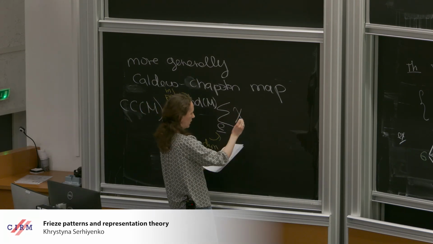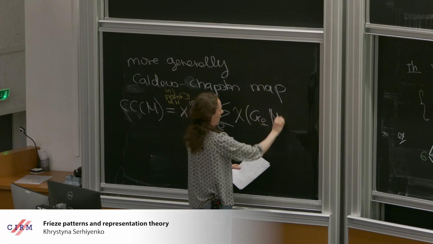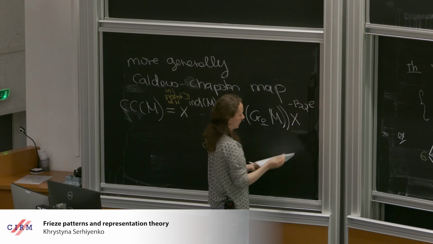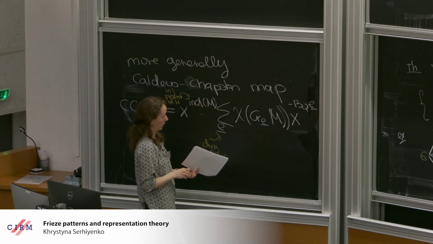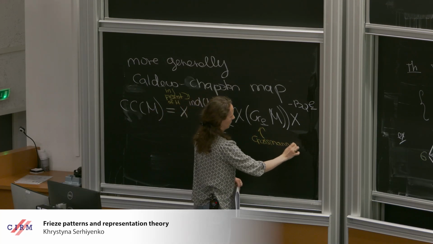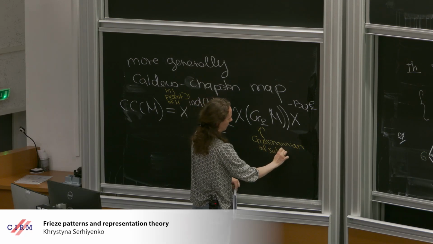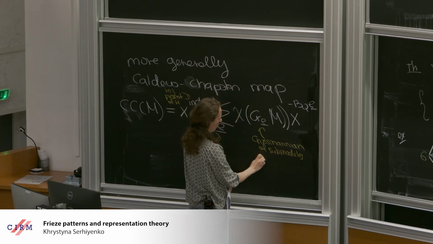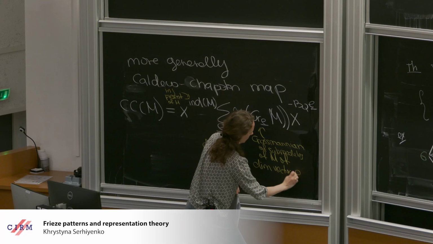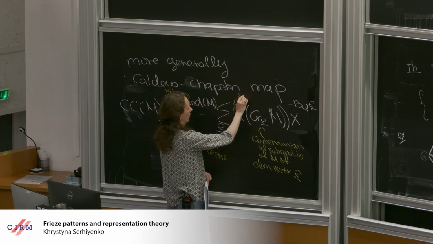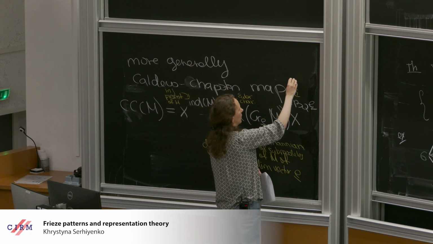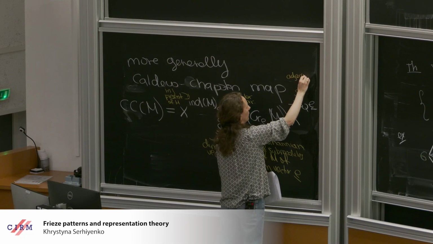Euler characteristic of the quiver Grassmannian of M, times x to some matrix B_Q applied to E. This is the Grassmannian of submodules of M of dimension vector E. This is some Euler characteristic, and this is a matrix, the adjacency matrix of a quiver.